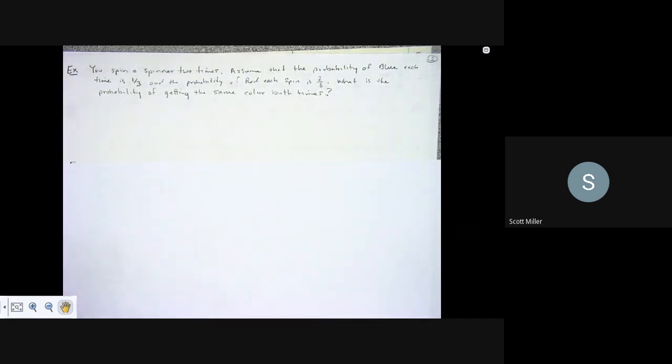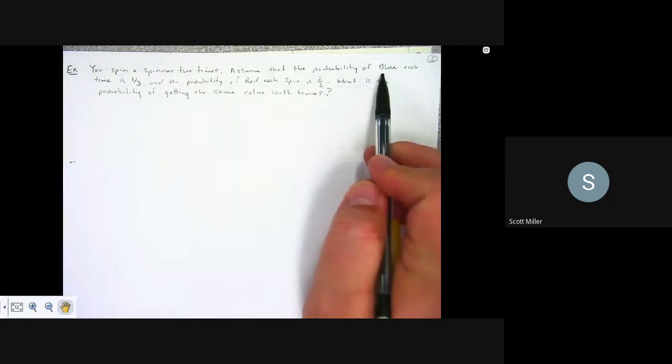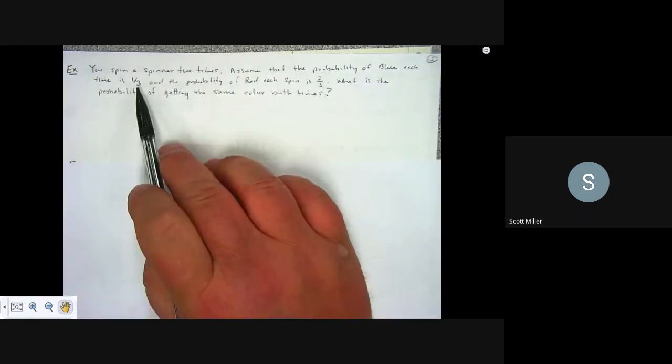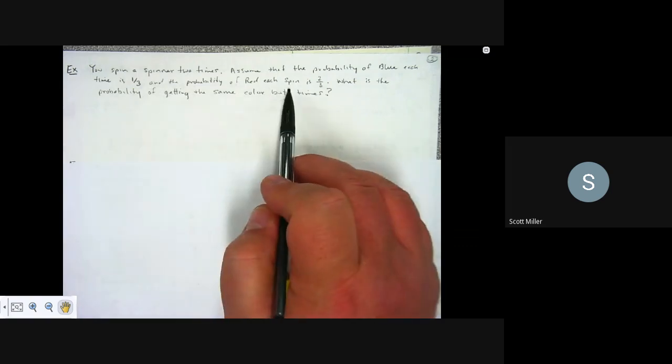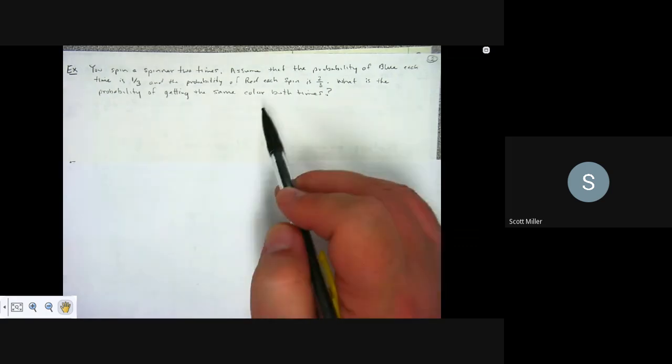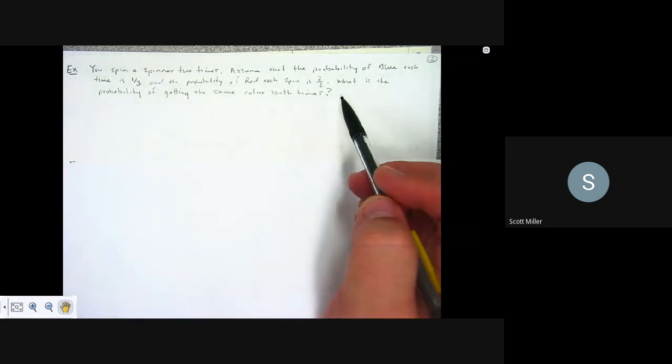All right. So a spinner, you're going to spin it two times. See, there's the action. I'm going to spin twice. Assume that the probability of a blue each time is 1/3, and the probability of red each spin is 2/3. What is the probability of getting the same color both times? Okay, so that's what we're looking at.